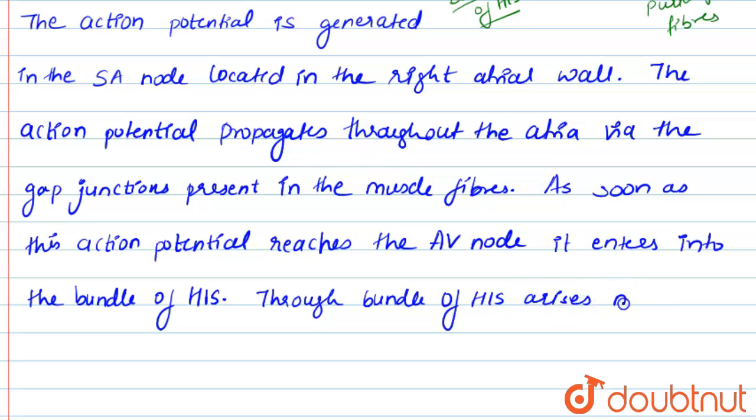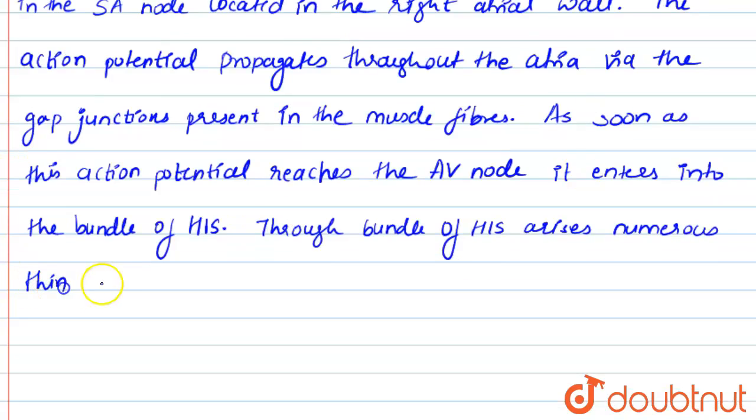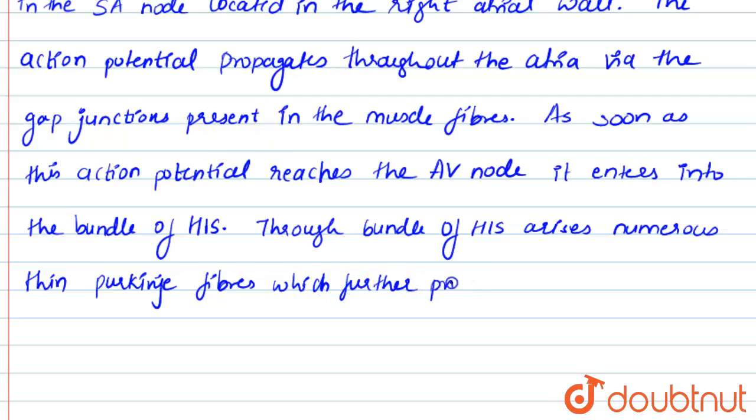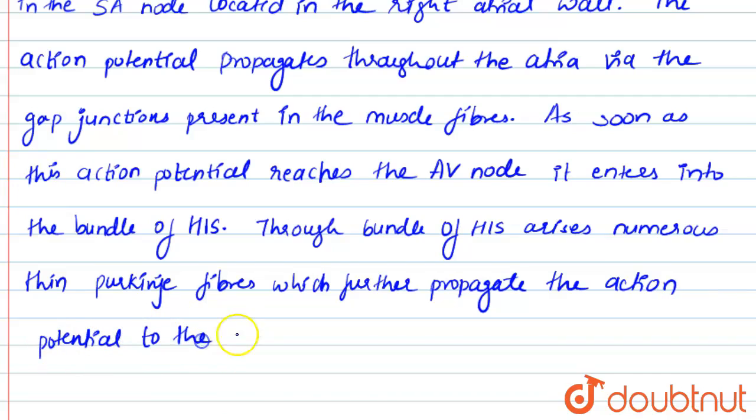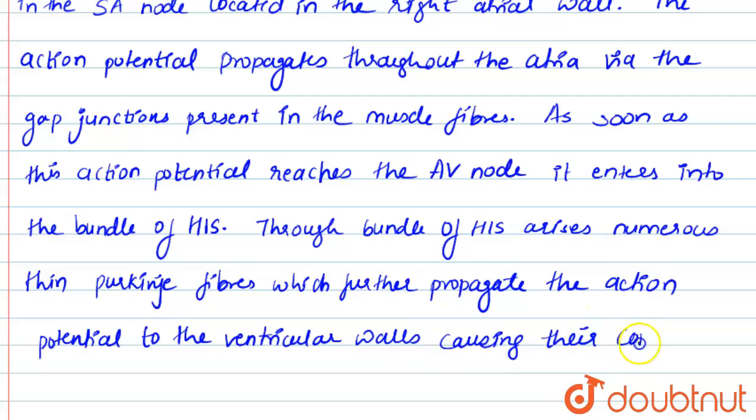From the bundle of His arise numerous thin Purkinje fibers, which further propagate the action potential to the ventricular walls, causing their contraction.